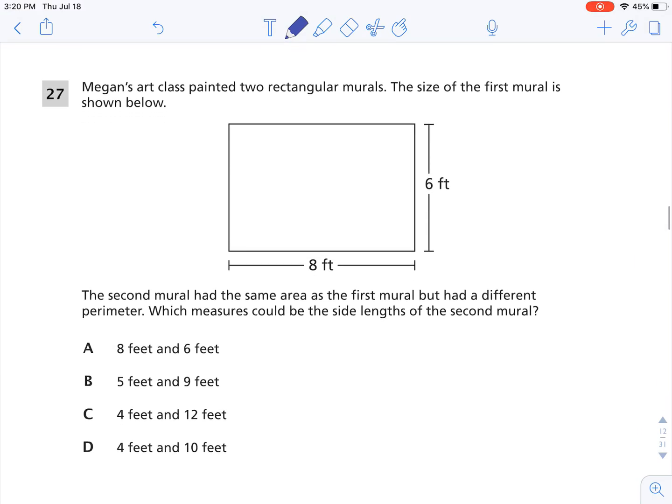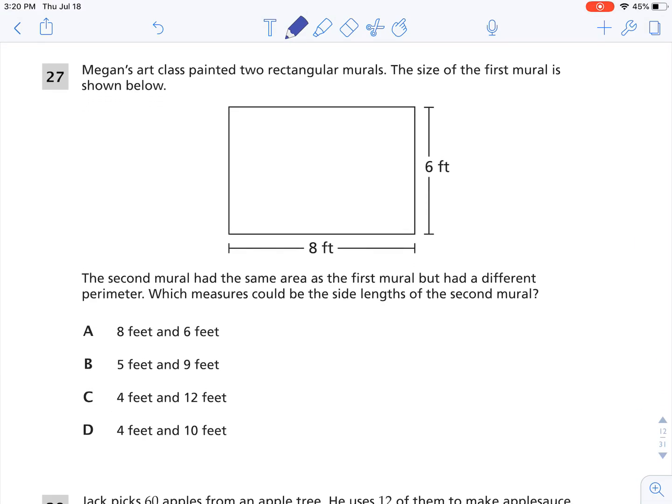Let's look at 27. Megan's art class painted 2 rectangular murals. The size of the first mural is shown below, and we see that one side is 6 feet, the other side is 8 feet. The second mural had the same area as the first mural, but had a different perimeter. Okay, that is important. The same area, but a different perimeter. Which measures could be the side lengths of the second mural?